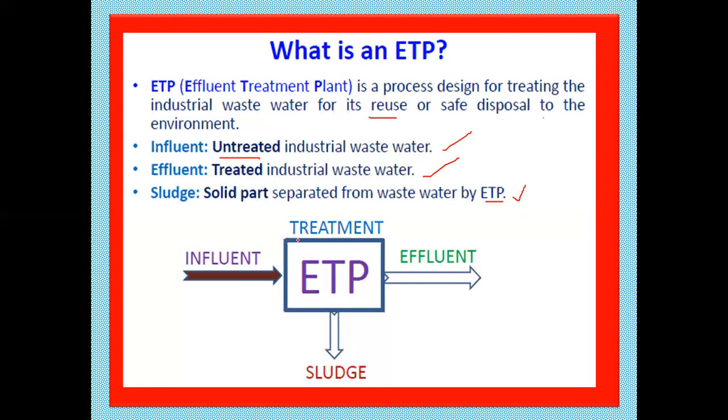Now see the simple diagram. ETP means one plant, where the treatment is done for influent water.